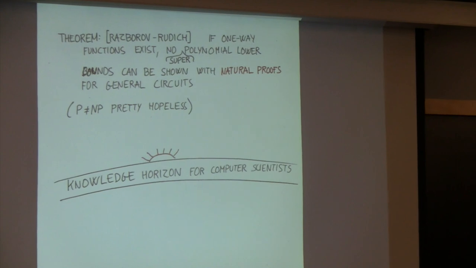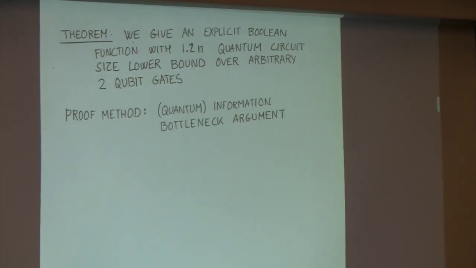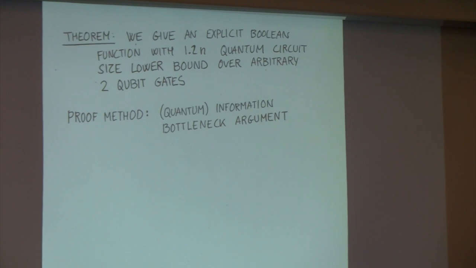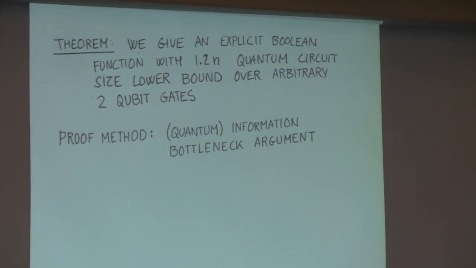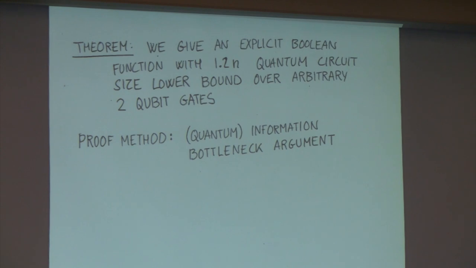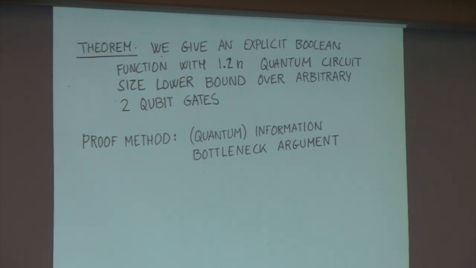Okay, so this first part of the talk was just to sell you on why you should be happy with this very, very big lower bound that I have with Hari, which is, let's say, a 1.2n lower bound for some function. I will tell you what the function is, for quantum circuits. Because, you know, these 3n, 5n bounds are for classical circuits.